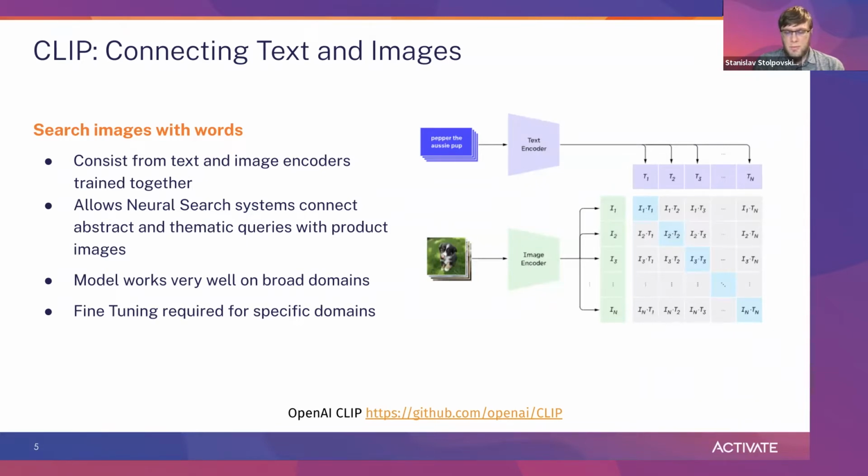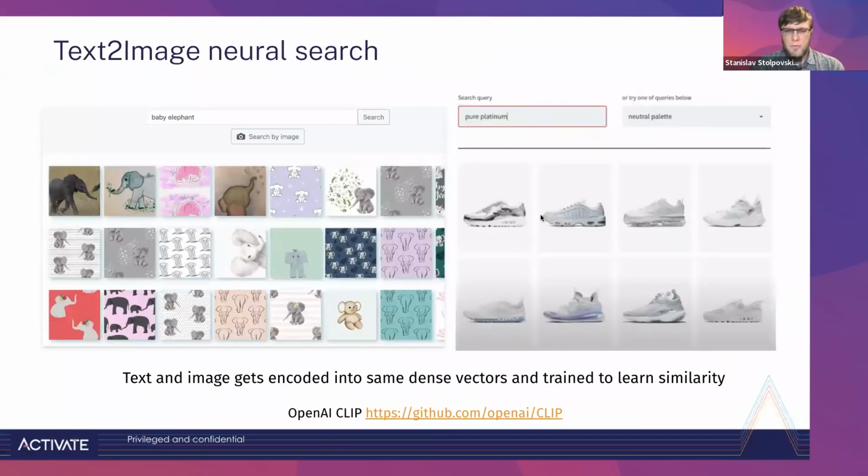That has a huge effect on neural search, especially for e-commerce, when you have only a product image and lack of description for it, and you need to connect user search queries with these products. So using this model, you now finally have the ability to do this. And it opens a whole new window of opportunities to provide search for abstract or thematic types of queries.